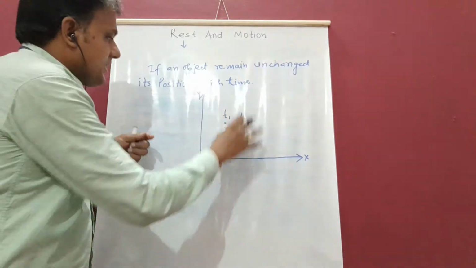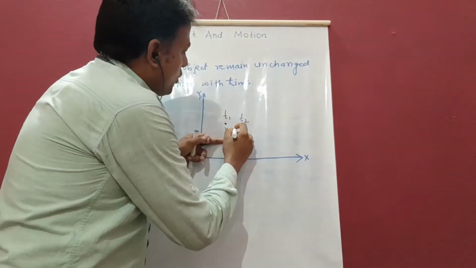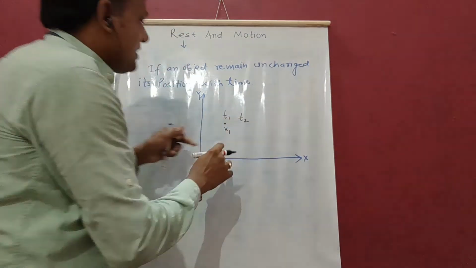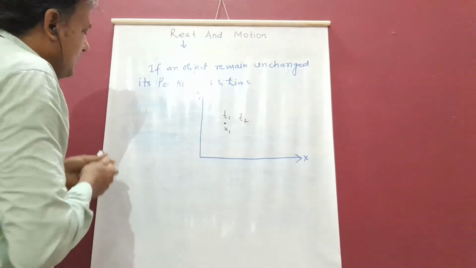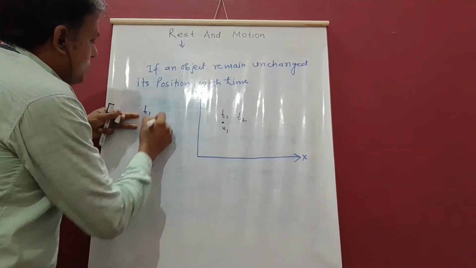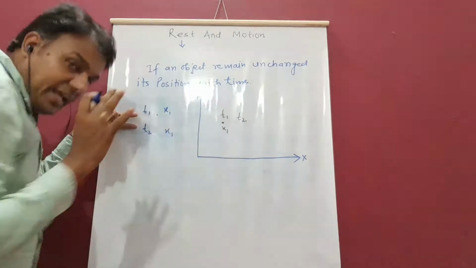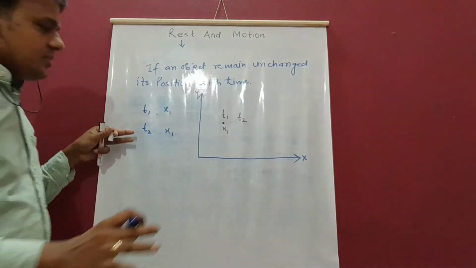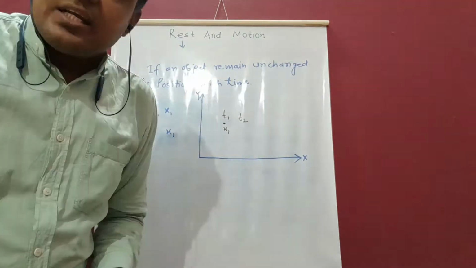Okay, so here we can observe that the position of the object in both the cases, at time t1 and t2, is x1. Then we can say that the object is in a rest condition.